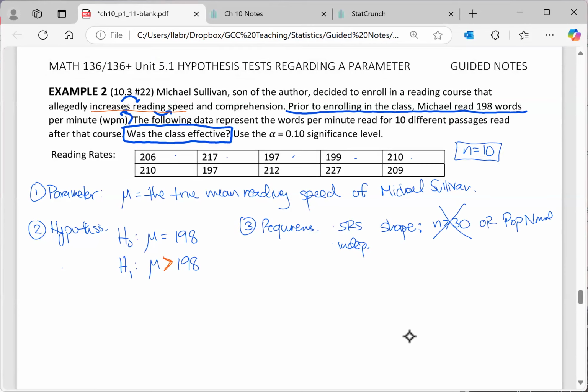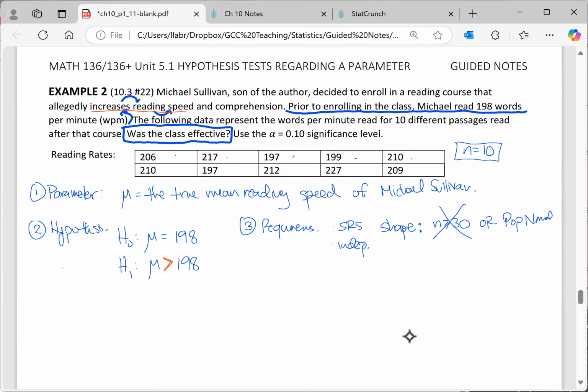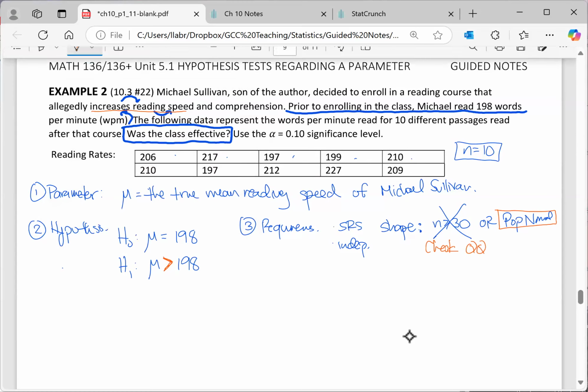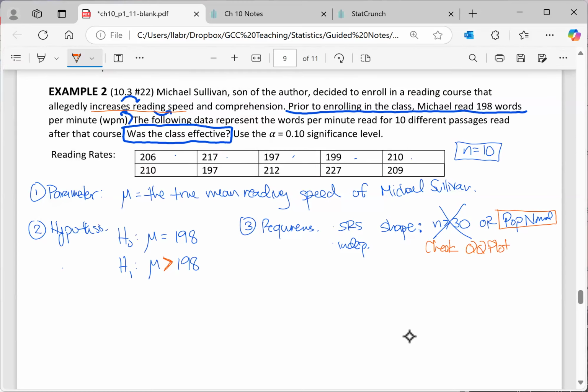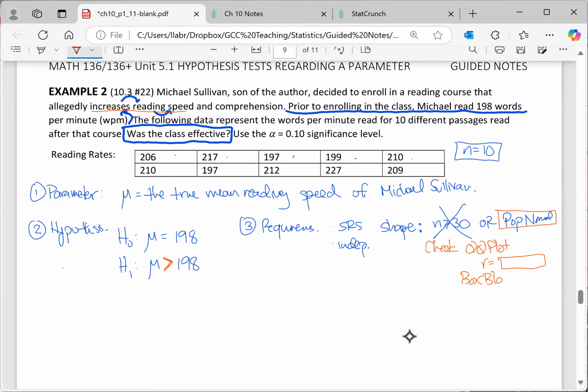So now we need to go ahead and ask, well, is there evidence that the population is normal? So we've done this in the past, so I'm just going to go through it pretty quickly. We're simply going to go ahead and check the QQ plot and record the R value. And we're going to check the box plot to ensure that there's no outlier. All right, so go ahead and do that with the data.